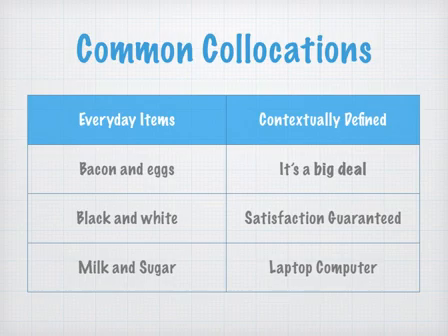For example, you can have things like everyday items. You can have bacon and eggs. You can have black and white. You can have milk and sugar. These things are commonly put together. Or you can have things that are contextually defined, like a big deal. If you go shopping a lot, if you look at some of the adverts in the newspaper, you might see something that says satisfaction guaranteed. And of course we can have laptop computer. These are some examples of the more common collocations.